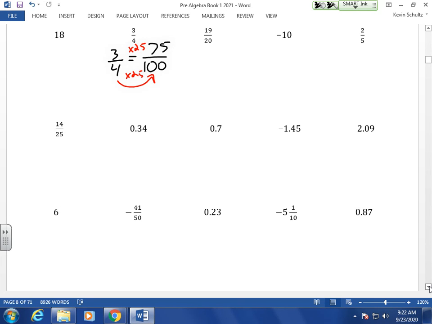Go ahead. 0.75, exactly. Okay? That's the work that I need to see there, though. I need to see you writing that equivalent fraction and then how you get from your given denominator to a denominator of 100. Okay? Another one you'd like to do together. Yeah?